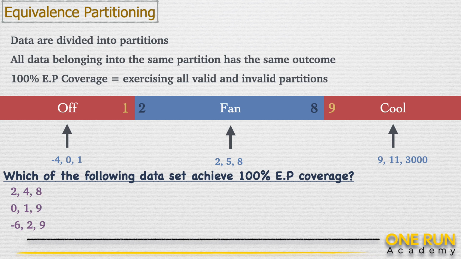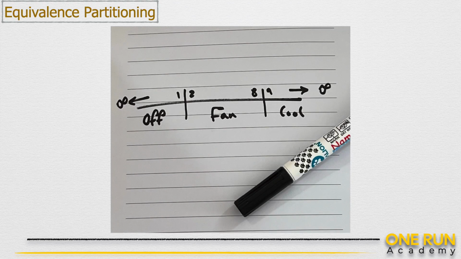The last option does provide 100% coverage. We have the value -6 covering the off partition, 2 covering the fan partition, and 9 covering the cool partition. As you can see, visualizing the partitions makes things much easier. So if you encounter a question with no partition sketched, it's better to draw it so you can see the full picture and answer the question easily.